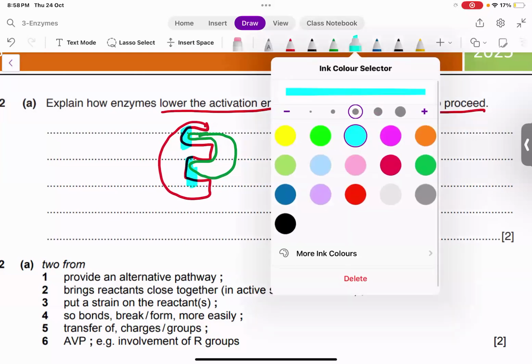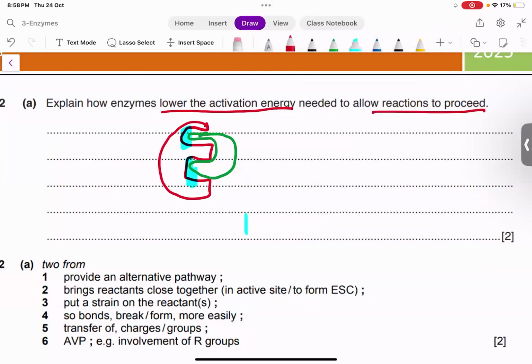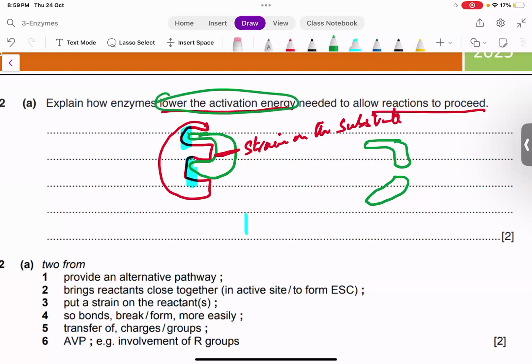As a consequence, this binds here. It puts some kind of strain here at this molecule. Okay, so this is a strain on the substrate, so that here the bond may be broken down and this substrate is converted into 2 products. So this may be a way a substrate is converted into the product. So this is what we have to write in this case.